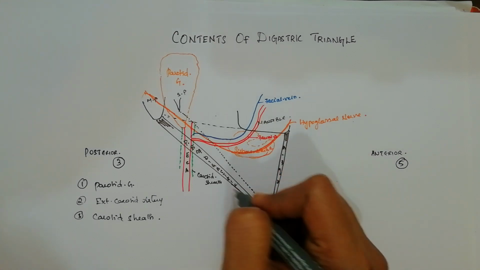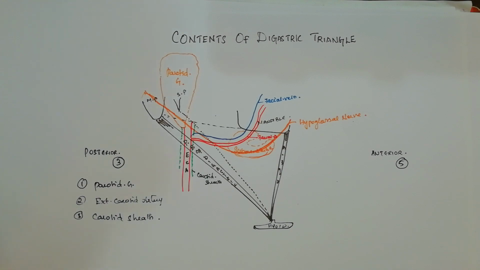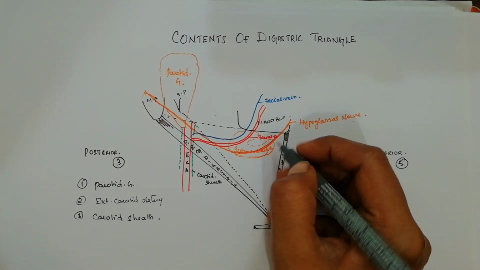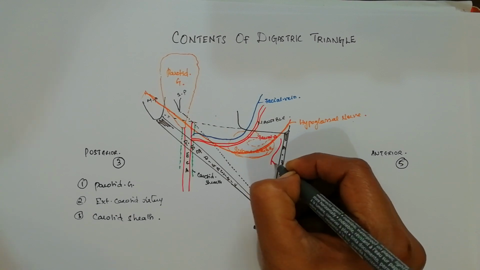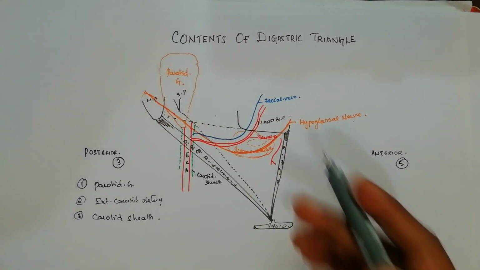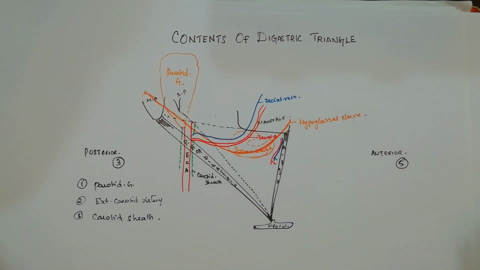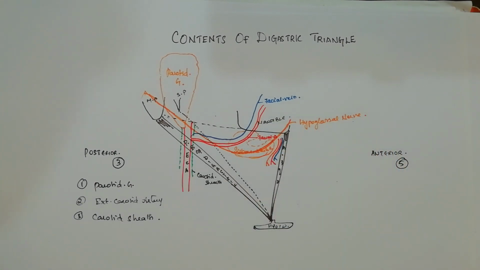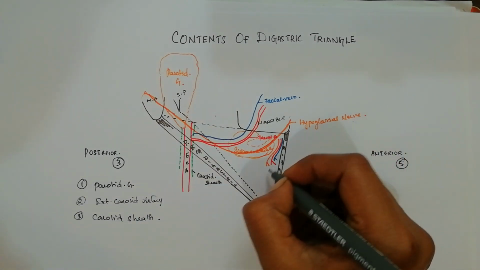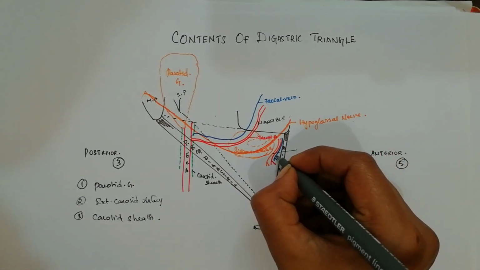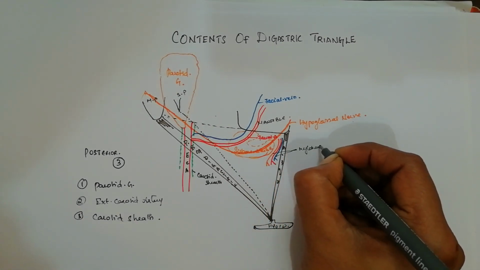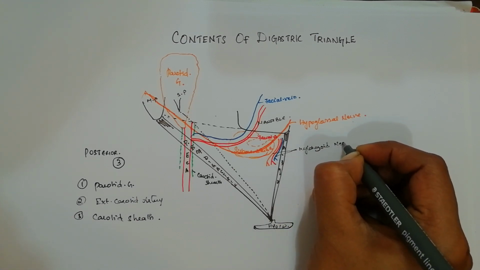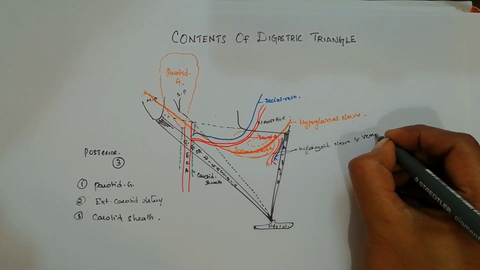Along with that, we have got the floor muscle, the mylohyoid muscle, and that mylohyoid muscle is supplied by a vessel coming from the maxillary artery, that is the mylohyoid artery and vein. So the mylohyoid artery and mylohyoid vein are supplying the mylohyoid muscle. Along with that, we have got a nerve coming from the mandibular nerve, that is the mylohyoid nerve. So these are the structures seen in the anterior aspect of the digastric triangle. So this is mylohyoid nerve and vessels.